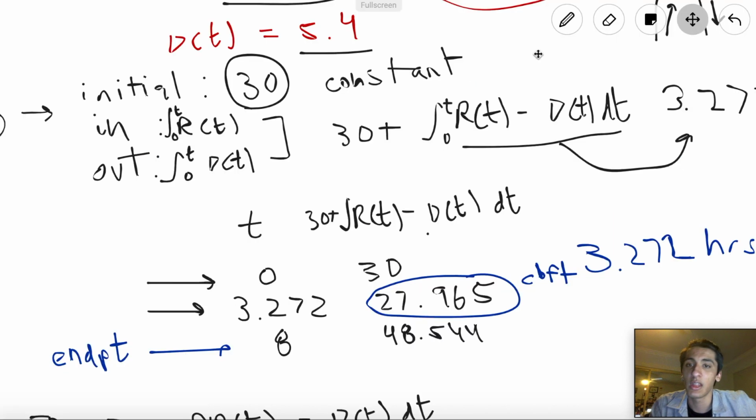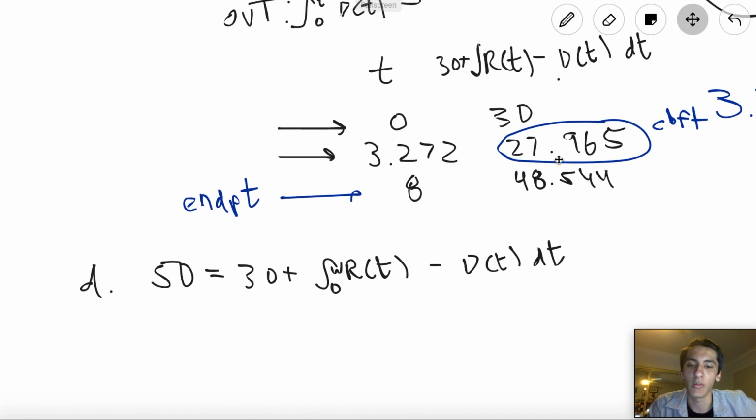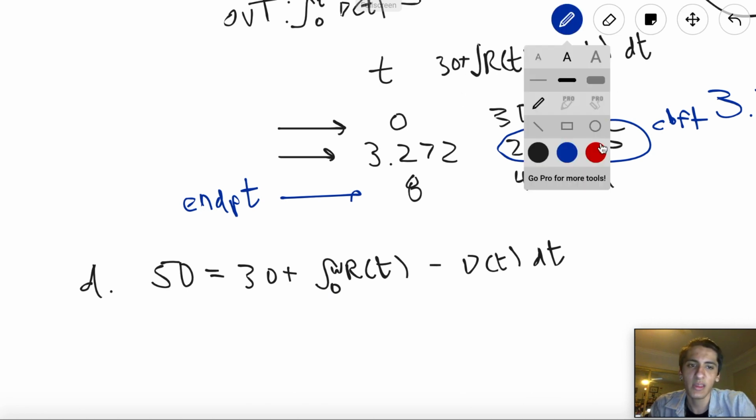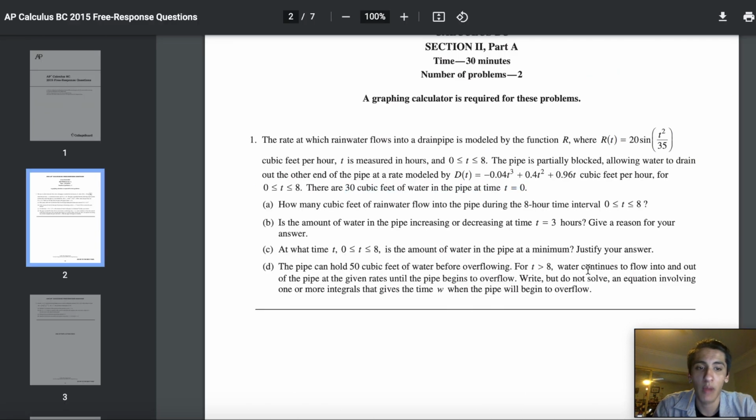So this is actually a surprisingly easier question than we just had in C. I'll show you the equation that is the answer, and I'll explain it. So we have 50 equals 30 plus the integral from 0 to w of r of t minus d of t dt. So essentially, this is exactly what we had up here. Right? We used this equation in order to find the volume of water, which was not what part C was asking for, but rather something that we could use when we justify our answer.